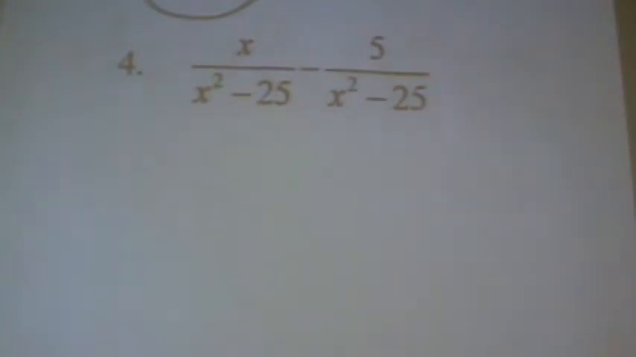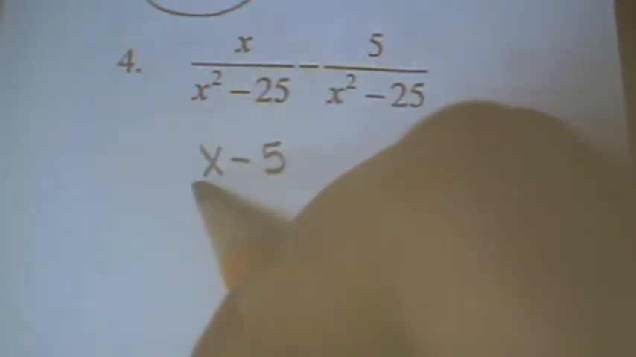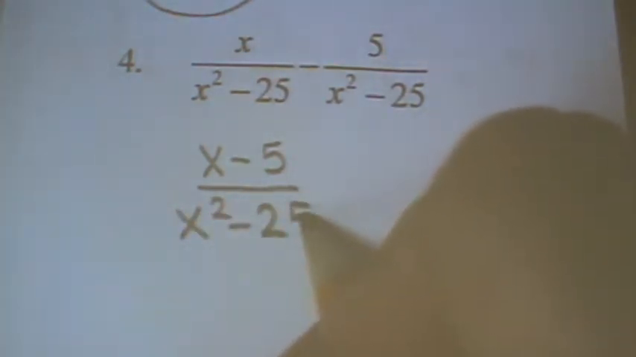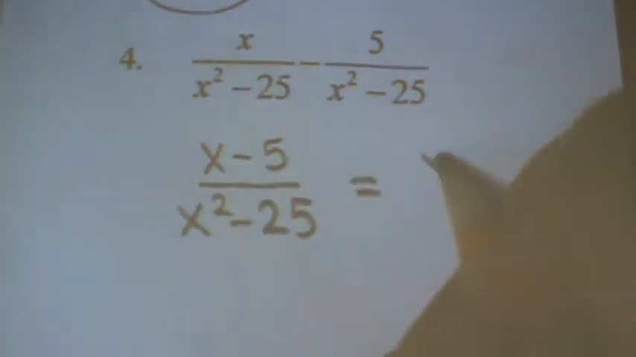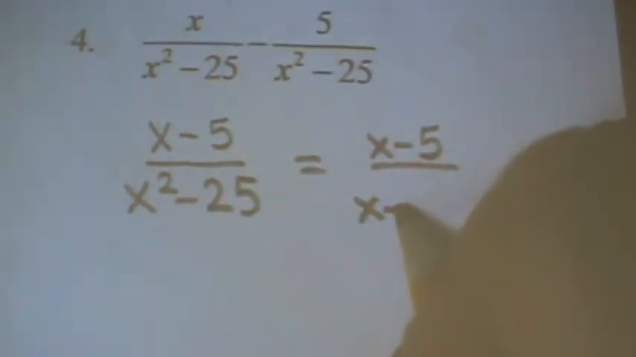Okay, let's try number 4. Are the denominators the same? Yes, they are. So you're going to combine the numerator: x plus 5 over x squared minus 25. You have to factor it. What are you going to factor? The bottom. How do you factor x squared minus 25? X minus 5 times x plus 5.